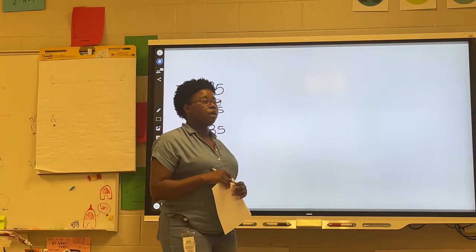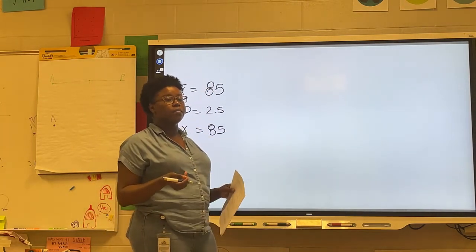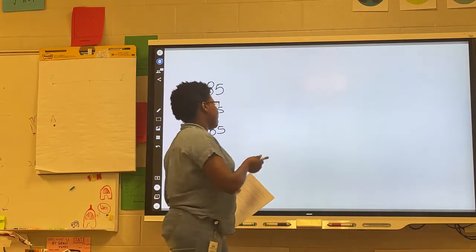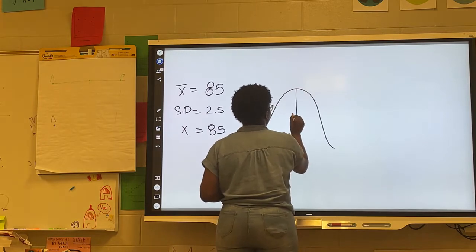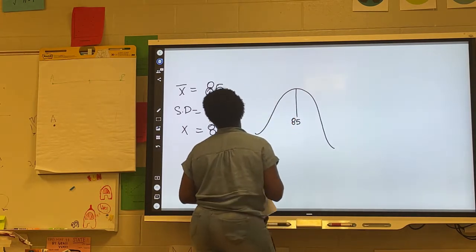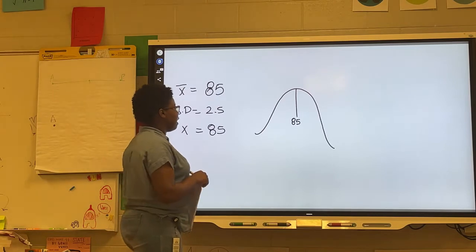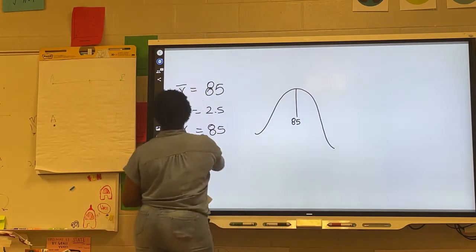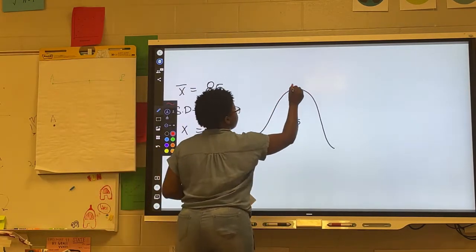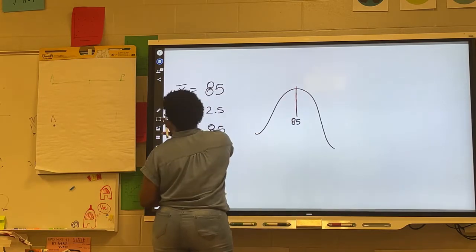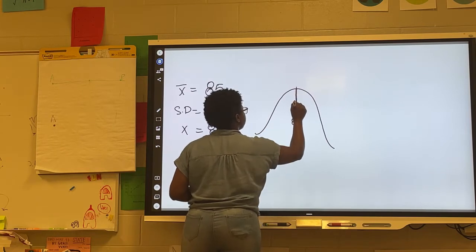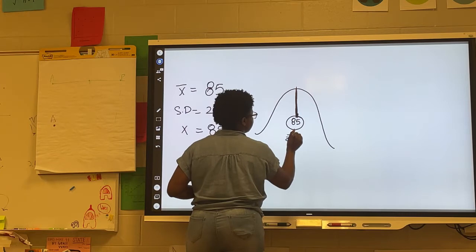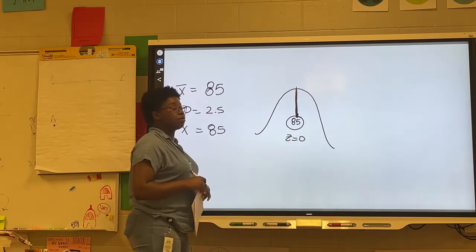As we know, if your data value and the mean are the same thing, you're basically performing at average, or you're standing at average. So if this person's height is 85, they're exactly on the mean, right here. Let's make this larger. They're exactly on the mean right here. If they're on the mean, that basically means their Z-score is equal to 0.